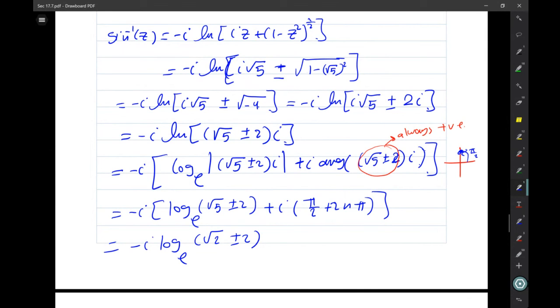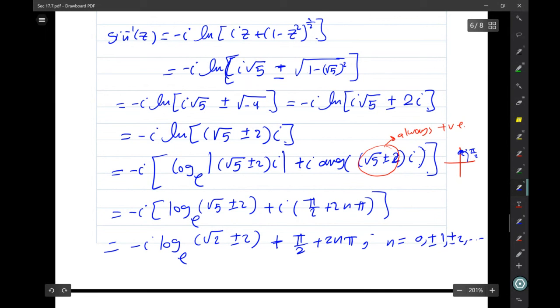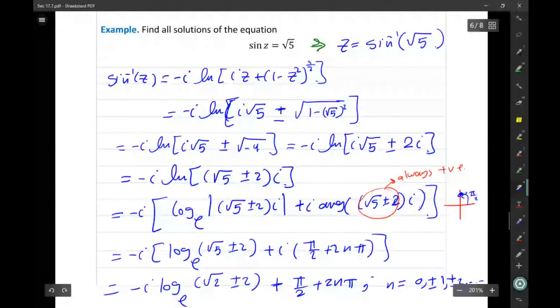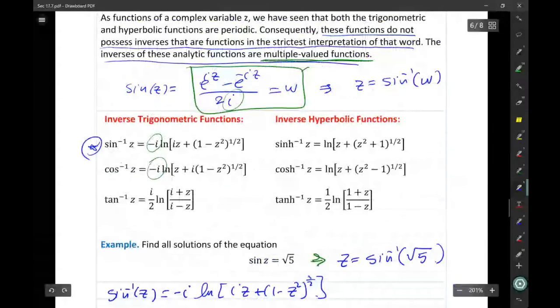Now minus i times i, which is i squared, which is minus 1, and negative that becomes positive 1, times pi over 2 plus 2n pi, where n is equal to 0, positive or negative 1, positive or negative 2, and so on. What I mean in this example is that when you find any sine inverse, cosine inverse, tan inverse, whatever, you have to continue solving with respect to ln, because you know the definition of ln.